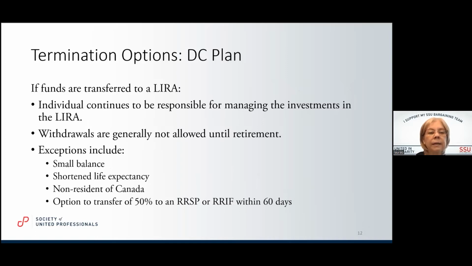There are exceptions to that: if there's a very small balance, if you have a shortened life expectancy, if you have not been a resident of Canada for, I think, 2 years. And there is a more recent option: within 60 days, you can elect to transfer 50% from your LIRA into either an RSP or a RIF, a Registered Retirement Income Fund. We'll talk more about that later, but those provide the flexibility to withdraw as much money as you want. So you do actually have flexibility with 50% of it. As indicated earlier, termination options are much more flexible for funds in a group RRSP and can also include transfers into an RSP or a RIF.